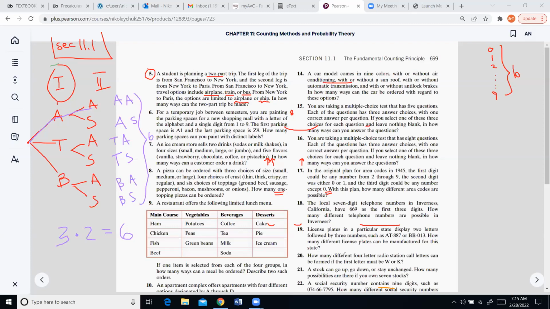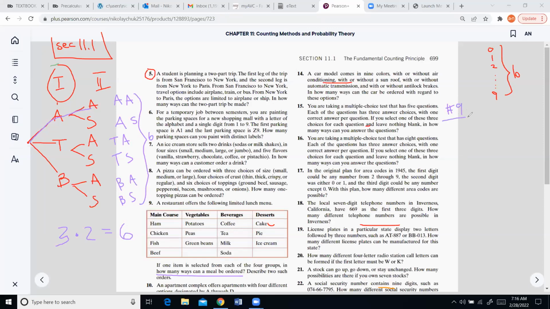Let's do another one. Say exercise number 9 has a little table. Let's see how we can utilize information from those tables. This exercise talks about various choices for the restaurant menu, and the question is how many different orders are possible? What would be the total number of orders that one can go with if they want to get a main course, vegetables, beverages, and desserts?